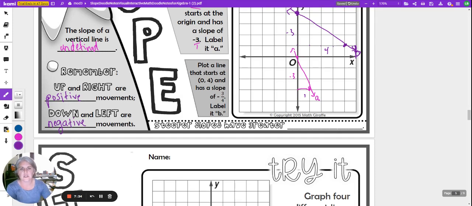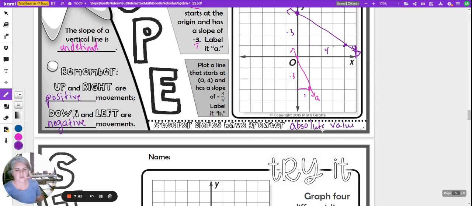Okay. So we have done all of these. Now let's move to this last thing. Steeper slopes have a greater absolute value.